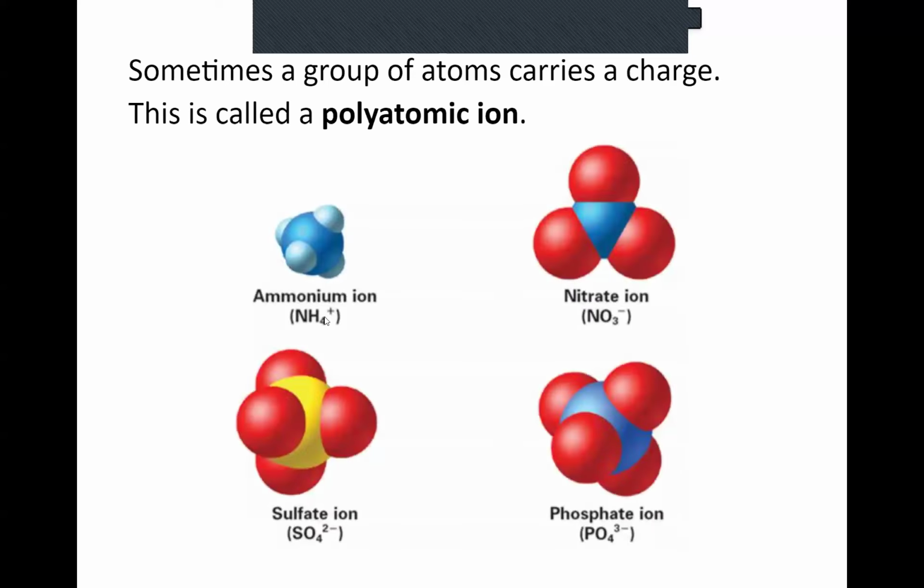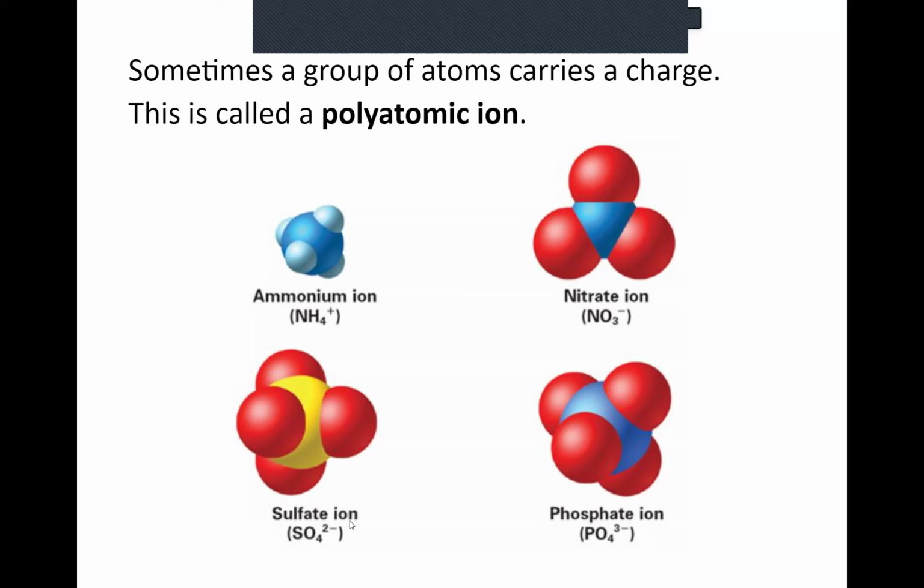Ammonium ion consists of one nitrogen and four hydrogens, all together carrying a 1 plus charge. The big blue sphere is the nitrogen, and the four smaller white spheres are the hydrogen. Nitrate ion consists of one nitrogen paired together with three oxygen atoms, all together carrying a 1 minus charge. So the blue sphere is the nitrogen and the three reds are the oxygen.